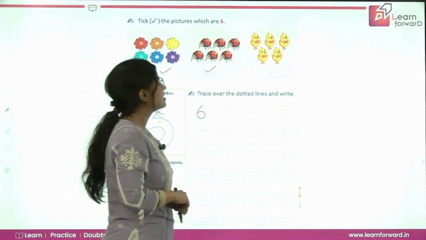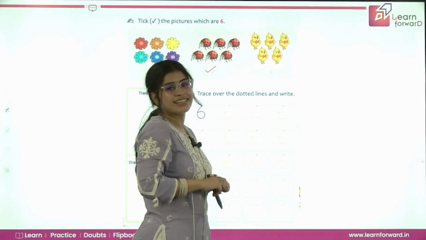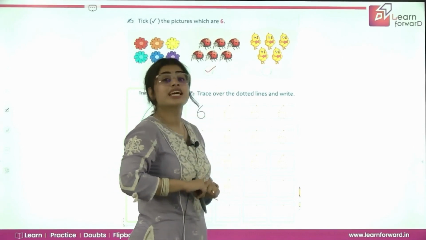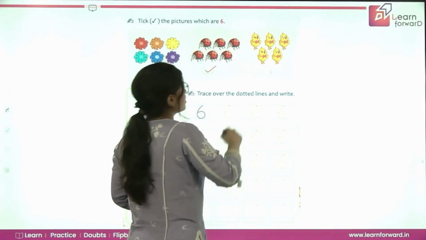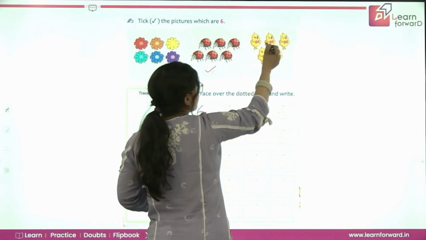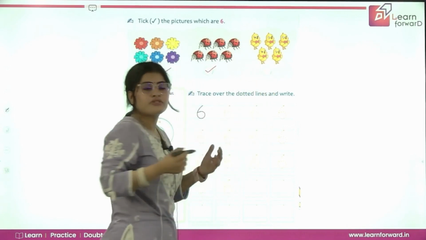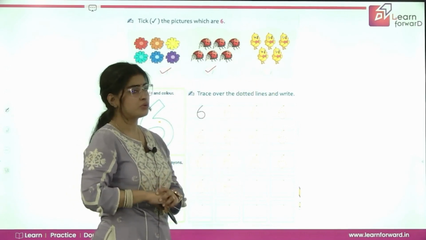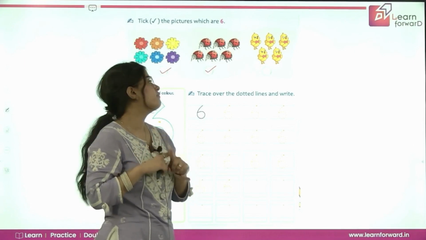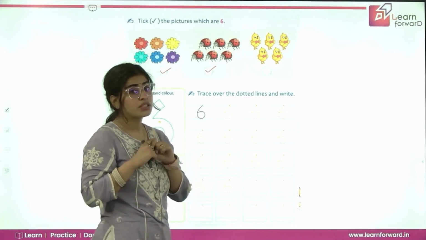And next is Tweety. Next is Tweety, which is yellow in color. Let's count the number. 1, 2, 3, 4, 5. Only 5 Tweety we have. No, it's a no. We can't put a tick mark on this.